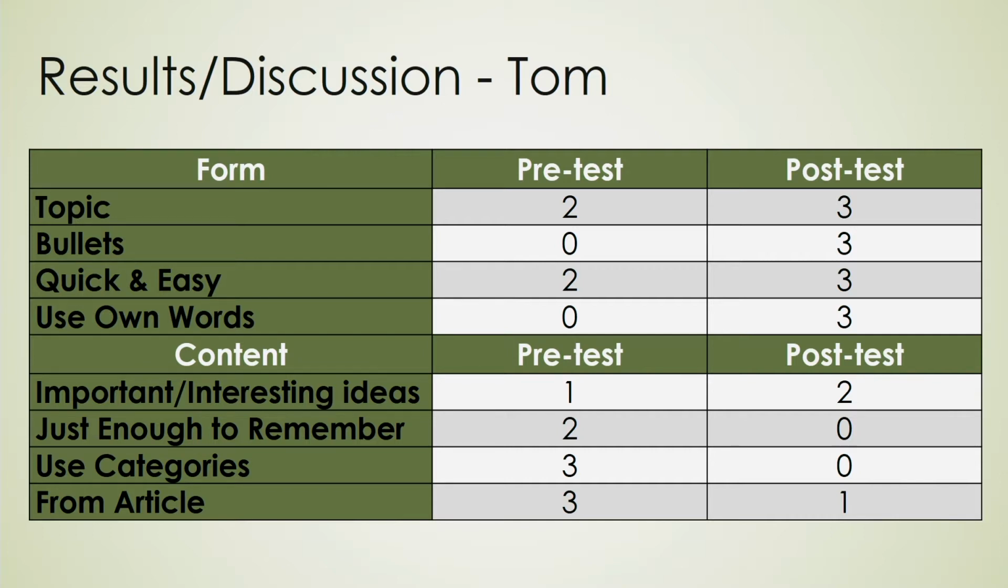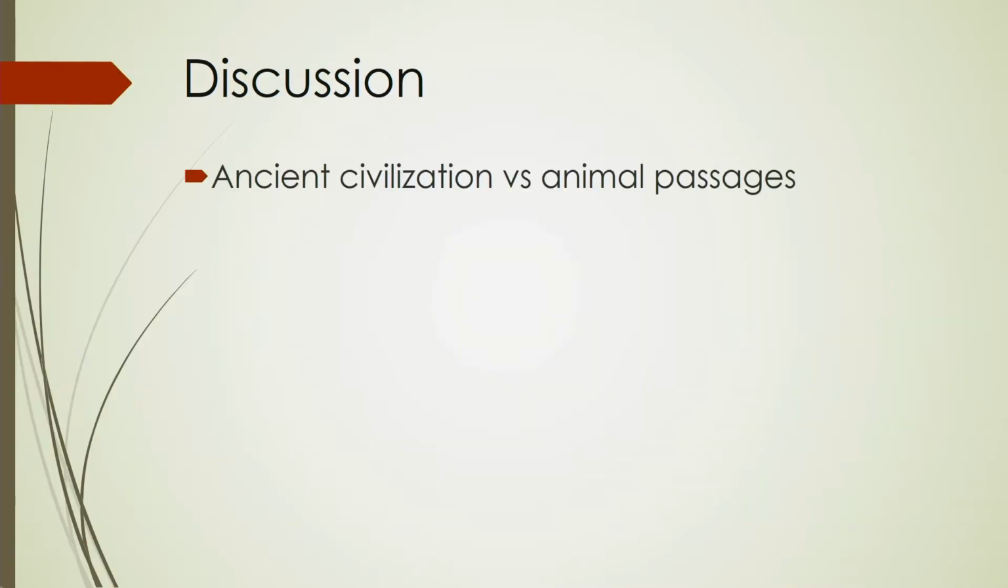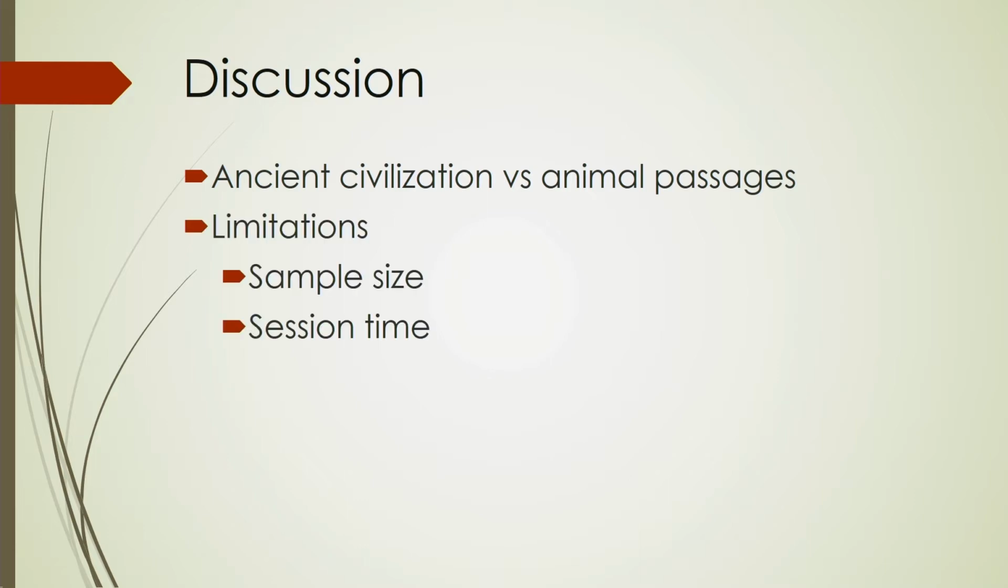However, his content scores decreased. So we can say that the treatment sessions were effective for the form aspects of note-taking more so than the content aspects of note-taking. Now, there are certain aspects that could have affected the results, one of them being that the pre-test and the post-test were over ancient civilization articles, while the treatment sessions were over animal articles. So if Tom and Lucy favored the animal passages, then that could have affected their results in the categories for bulleted writing.